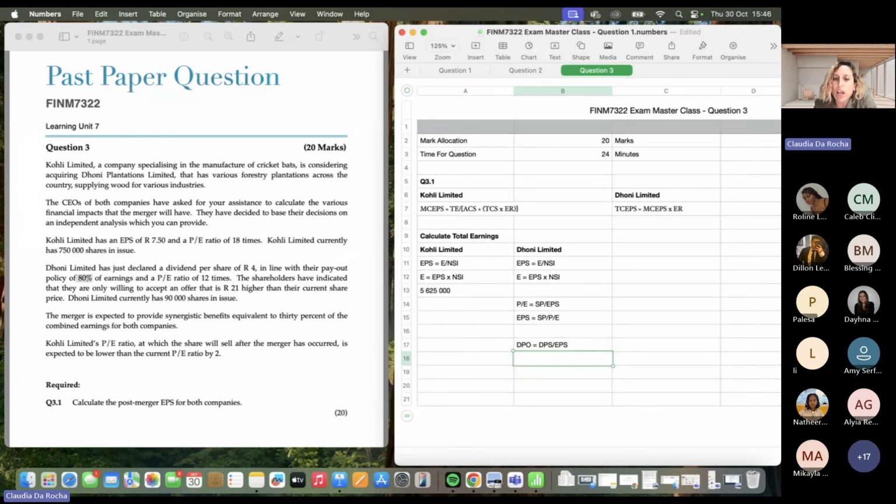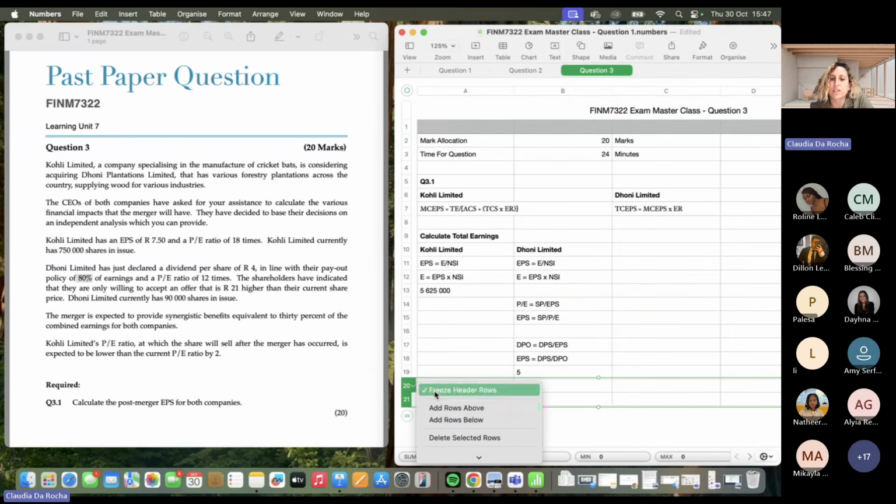So now I can calculate my EPS, which is equal to DPS divided by DPO. My dividend per share is 4 Rand, and I'm going to divide it by the 80%. That gives me 5. So my earnings per share is now 5. I can now come back here to calculate, because I said I needed EPS, which I calculated using my DPO.